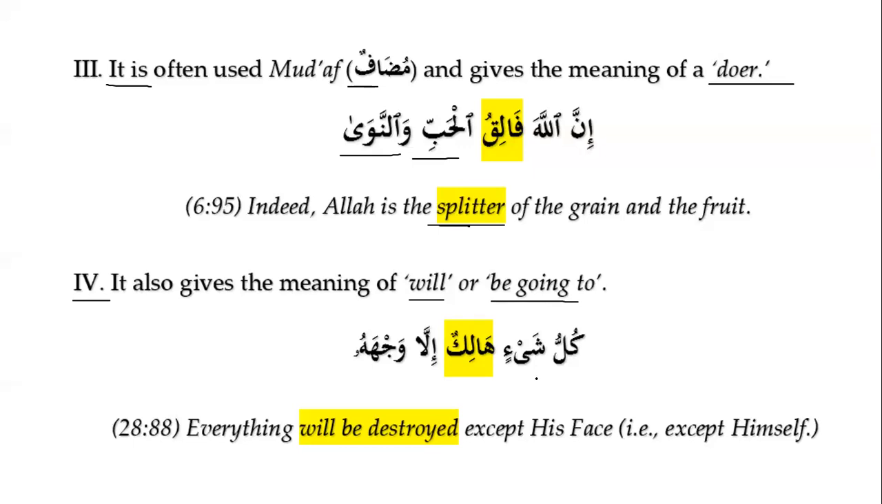The verse from the Quran, kullu shay'in halikun illa wajhah. Everything will be destroyed except his face. And then we know that this is balagha. Except his face means except himself, except Allah subhanahu wa ta'ala, everything will be destroyed. So halaka, yahliku, and then we have ismul fa'il, halikun. Here we can see that it is translated as will be destroyed or is going to be destroyed. So it also gives the meaning of will or going to. So it is used as mudaf, and it also gives the meaning of will or be going to.